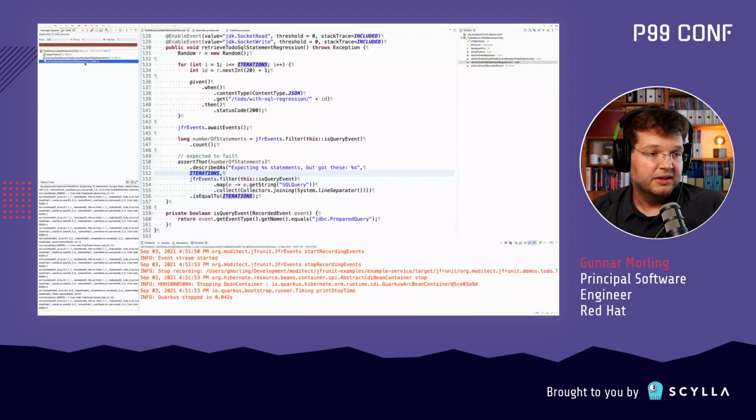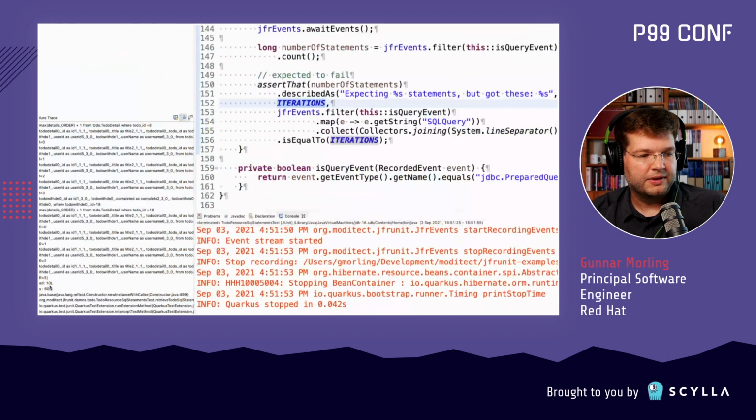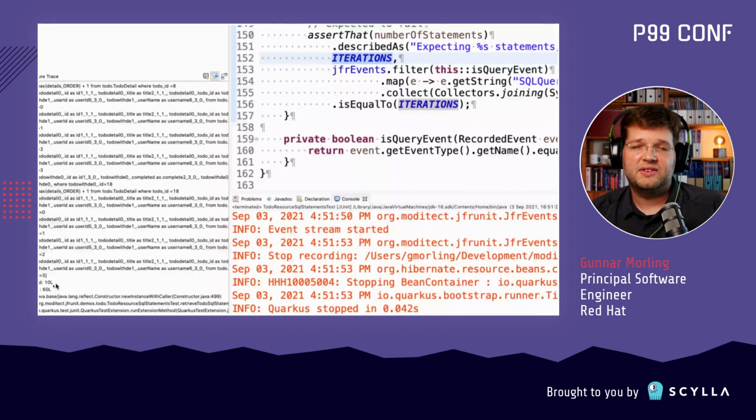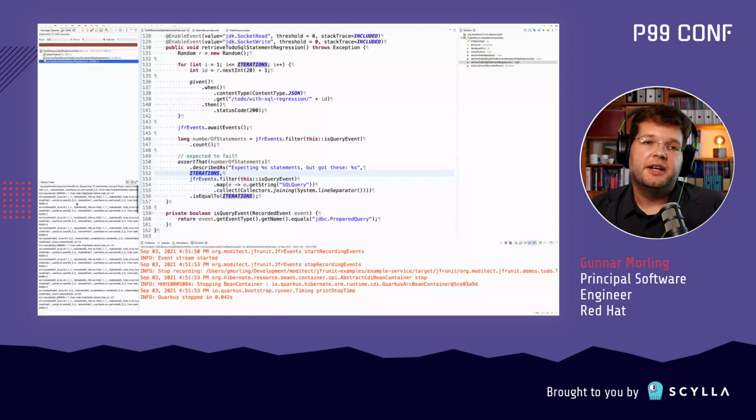So it has failed, and I can take a look at its message down here. I expected it to yield 10 SQL statements, but I got 60. So 6 times as many SQL statements as I was expecting. And of course, the question is, why is this happening? I can see the statements also here, so they are logged, but I would like to know where they are coming from. And now the good thing is that JfrUnit also creates a JFR recording file just for this test.